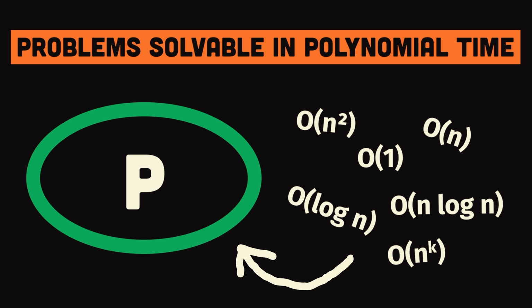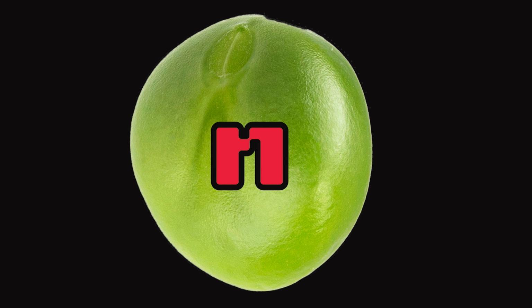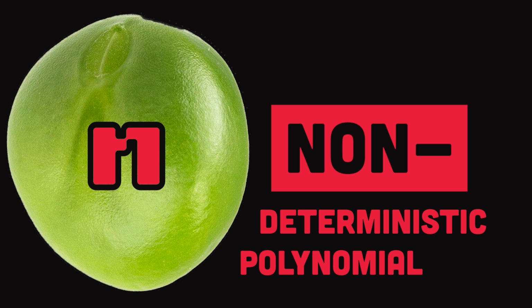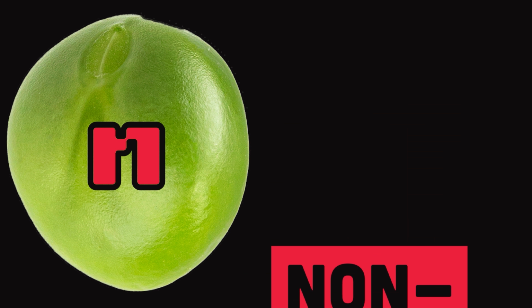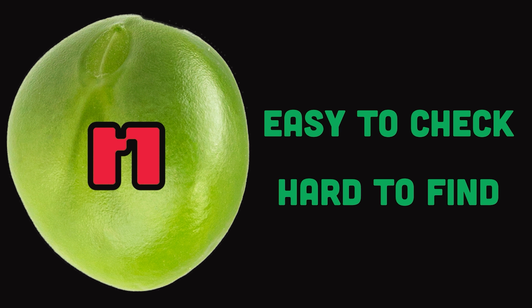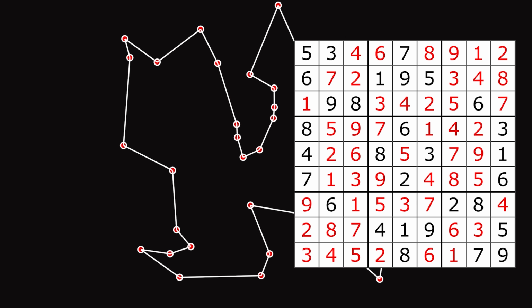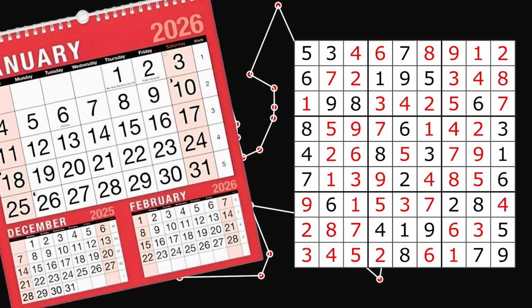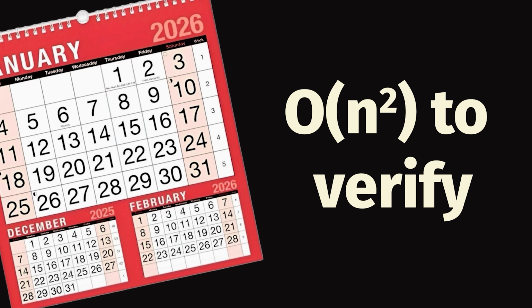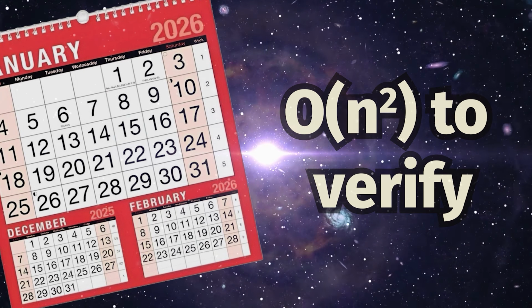But then things start to get weird when we talk about NP, which stands for non-deterministic polynomial time. These are problems where you might be able to check a solution quickly, but finding it, good luck. Some examples are the traveling salesman problem, Sudoku puzzles, or scheduling your dev team's vacation days. If you already know the answer, verifying it only takes polynomial time, but if you need to find the solution from scratch, you might be waiting until the heat death of the universe.